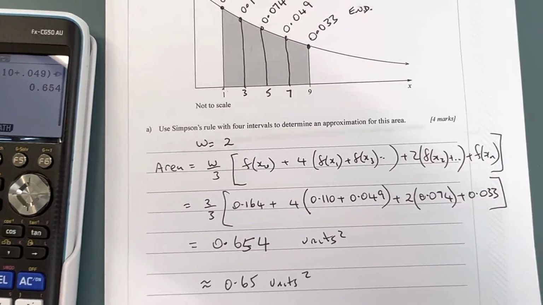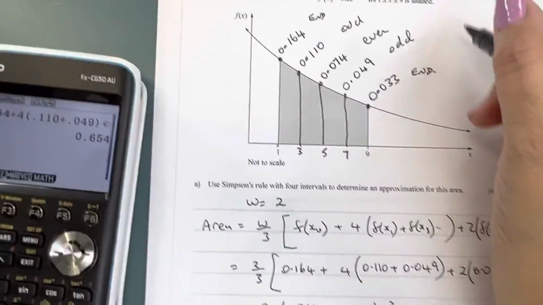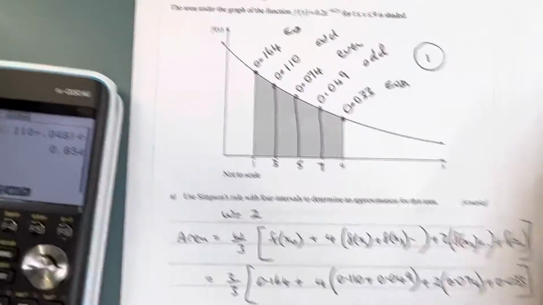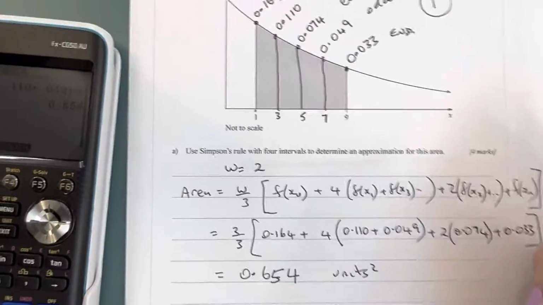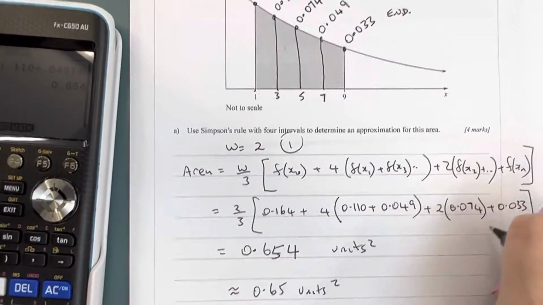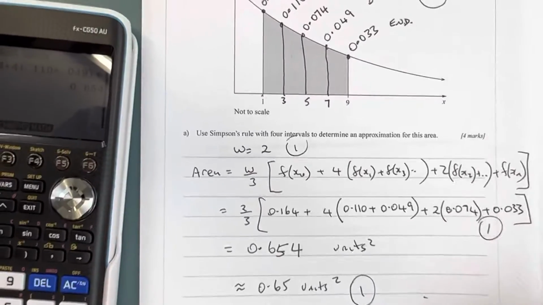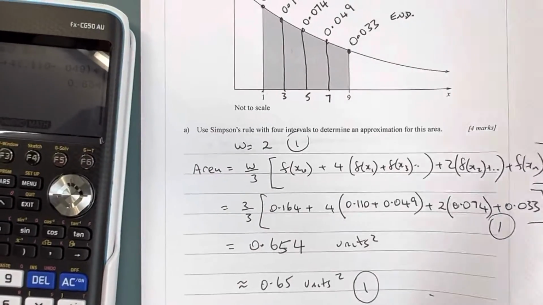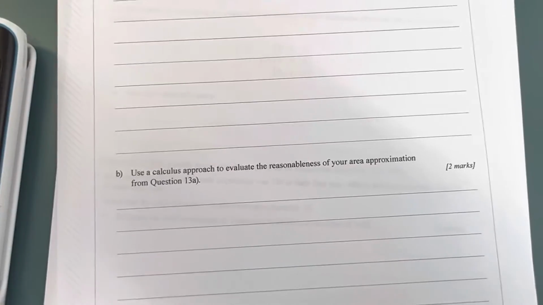Now, in terms of marks, because there's 4 marks in this question, you get a mark for all those values, a mark for the width, a mark for having the rule there, and a mark for your answer. There is a part B. Part B says use a calculus approach to discuss the reasonableness of your approximation, and it is 2 marks.